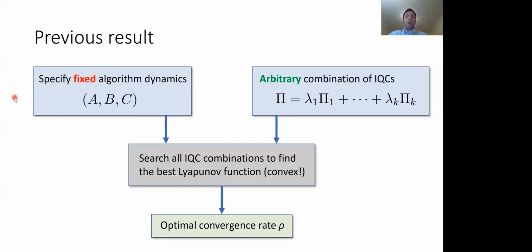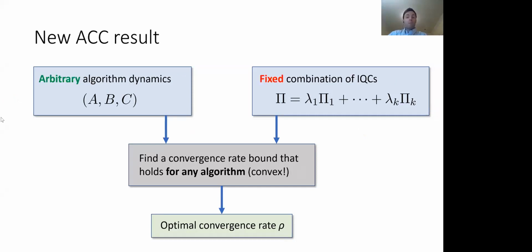If we wanted to optimize over algorithm parameters as well, then the problem would no longer be convex in general. In the present ACC paper, we show that if we swap the two assumptions, the problem remains convex. In other words, if we fix the combination of IQCs, then we can find a convergence rate bound that holds for all algorithms. And this includes algorithms with arbitrary but finite memory.